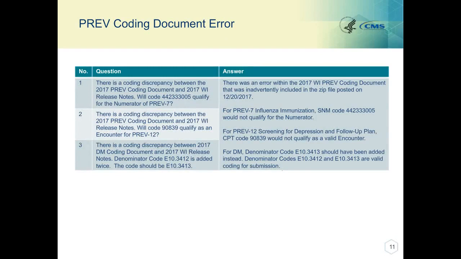So slide 11, we're going to talk about the PREV coding document. We just want to announce that there was a slight error in coding, and these are some of the questions that have been coming across. The first one is, there's a coding discrepancy between the 2017 PREV coding document and the 2017 Web Interface Release Notes. Will code 442333005 qualify for the numerator for Prev 7?